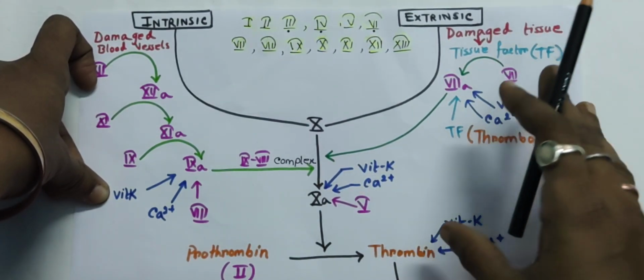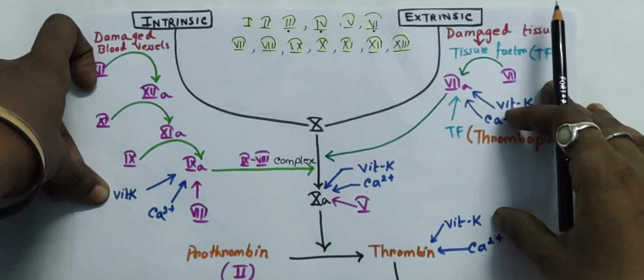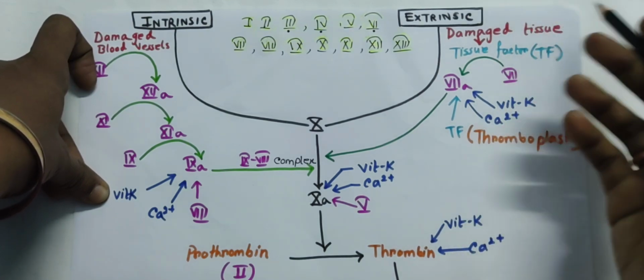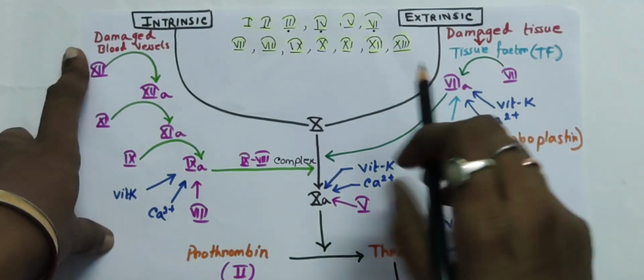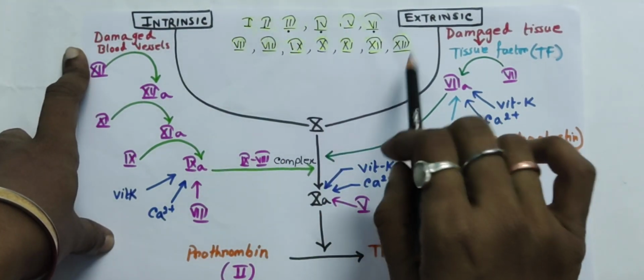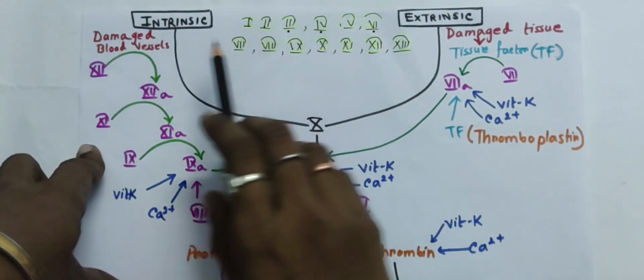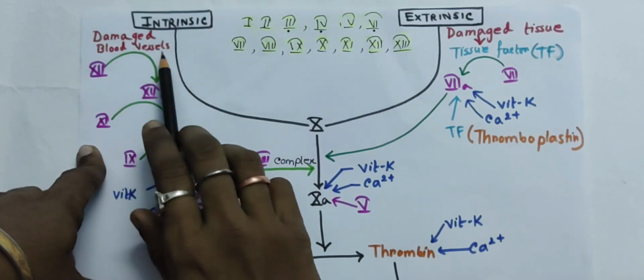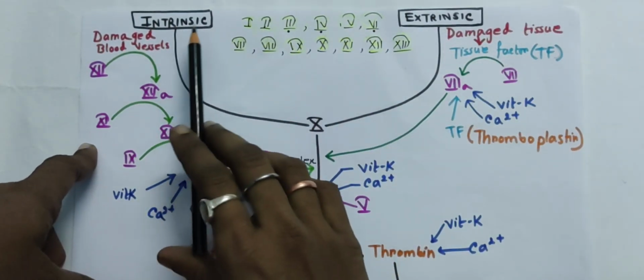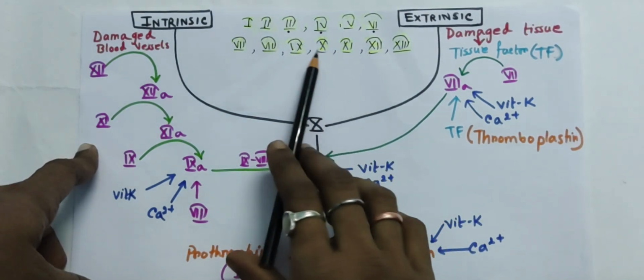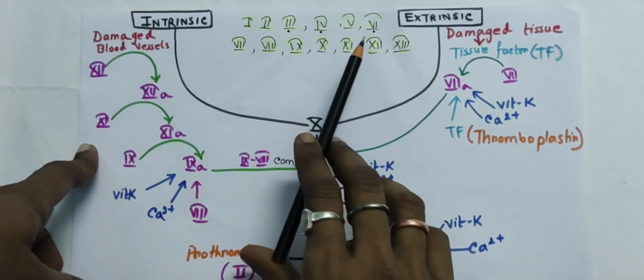If someone has any liver disease, then they may suffer in the blood clotting mechanism. So these are the 13 factors. Here, intrinsic is where the damaged blood vessel is, and extrinsic is damaged tissue. Now here we start from the back, from factor 12.